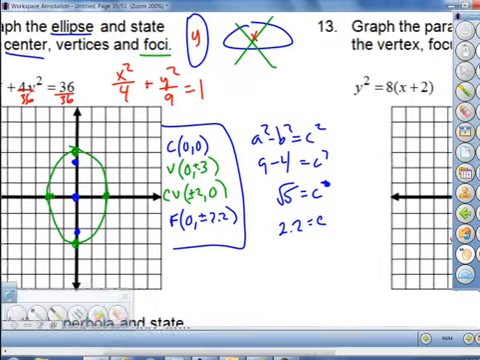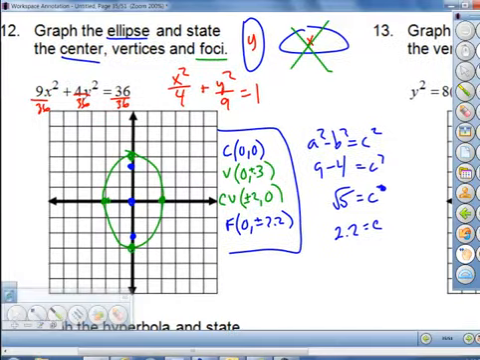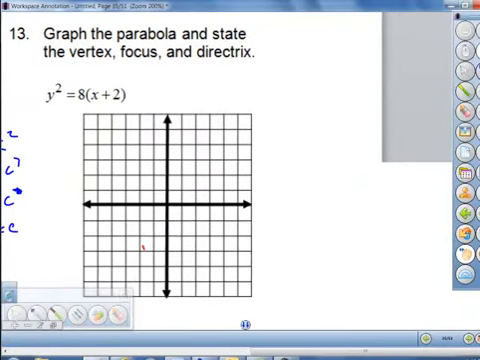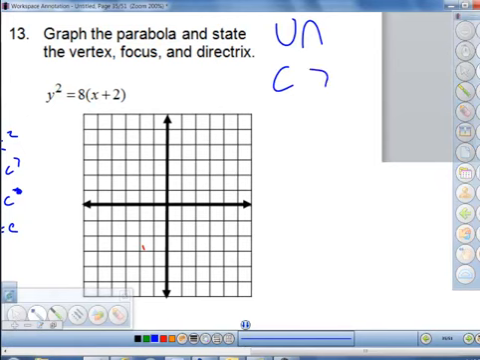All right, number 13, I would have you guys do by yourself, but it's kind of a tricky one, so I'm going to do it with you and for you, okay? So obviously this is a parabola, but we need to figure out, is this going to be a happy face, sad face parabola, or is this going to be a C, backward C parabola?